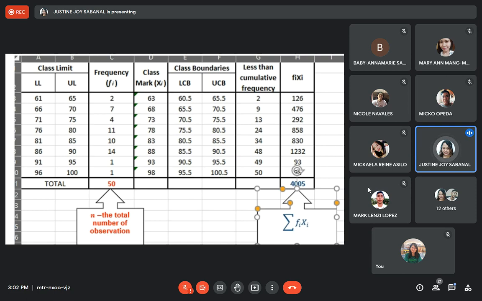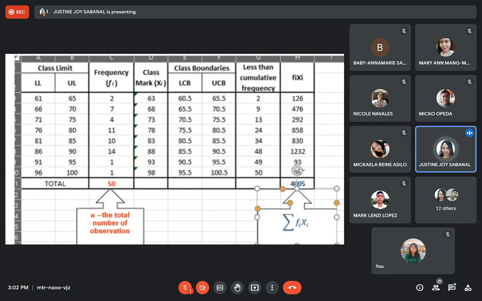10 times 83 is 830. 14 times 88 is 1,232. 1 times 93 is 93. And 1 times 98 is 98. So, once you've done that, yung mamultiply mo lahat noong classes in terms of their frequency and class mark, you have to get the total of those products. So, yung sum po ng mga product na yun is 4,005.